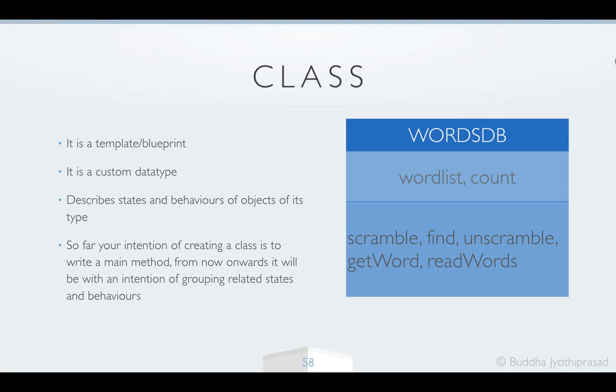Anyways, I haven't changed the slide from the beginning, so this is the slide that I've been going on about. So I have class wordsDB, and it has two different sets of elements in it. There is word list and count, and there are scramble, find, unscramble, get word, and read words. Can you tell me what is the difference between these two sections? Any of you? Forget about the Java programming language. Assume that there is a real world object called wordsDB and it has two different sets of elements in it. What's the fundamental difference between these two that you can see?